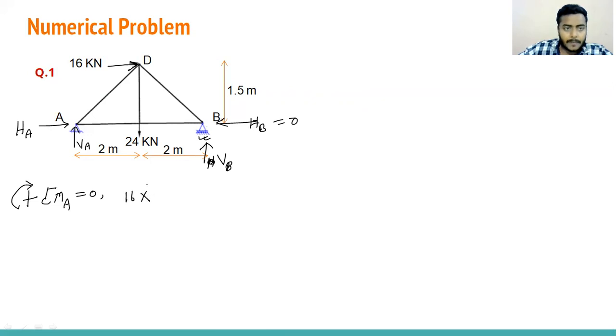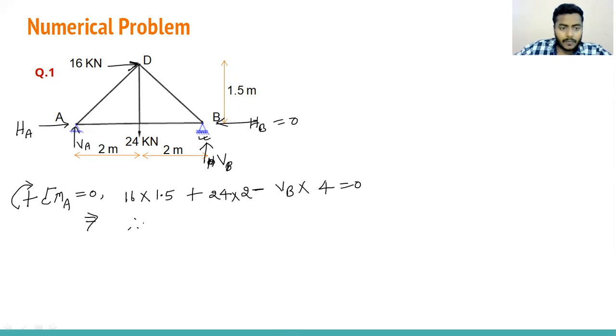60 into 1.5. Then come to this 24, so this is also 24 into 2, minus V_B into 4 is equal to 0. Right. So from this equation we can calculate V_B, that is 48 plus 24 divided by 4. What are we getting?